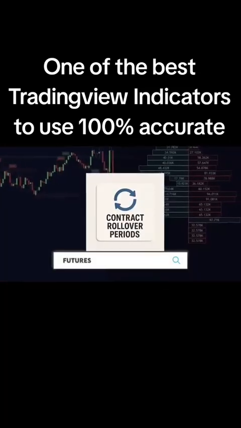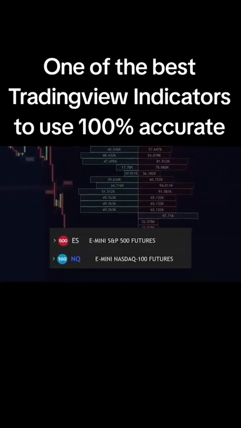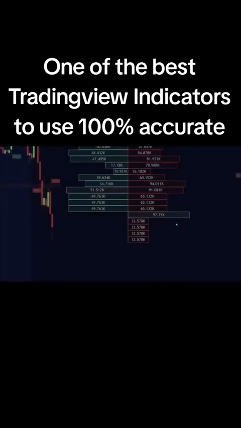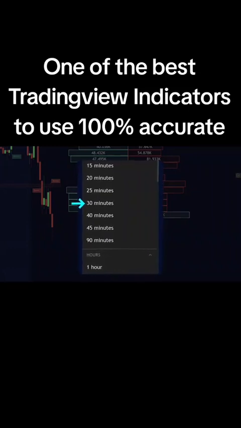For futures, contract rollover periods create exceptional volume imbalances. Session openings, especially for ES and NQ, create the strongest POCs. The 30-minute time frame offers an ideal balance of signal quality and frequency.